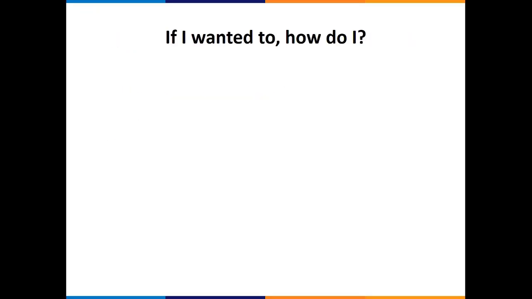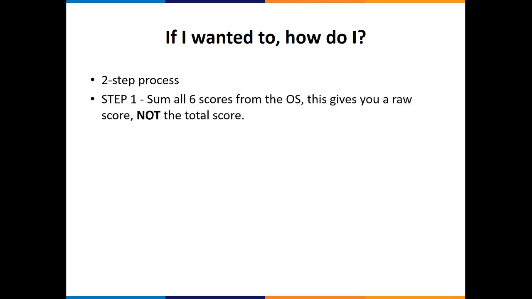If you really wanted to compute the OS total score by yourself, how do you do it? All right. So first, remember, it is a two-step process. Step number one, sum all 6 scores of a child's observation survey together. Sum all those 6 scores up. This gives you a raw score. This is not the total score. This is step 1. So you sum it all up and get a raw total score.